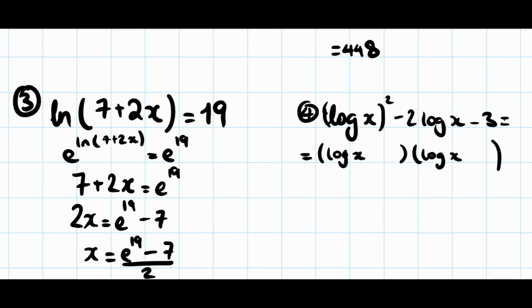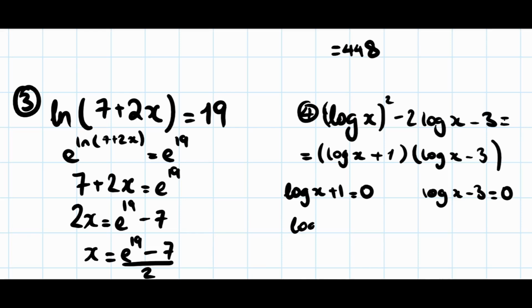And now to get minus 3, we can just times both sides. So we'll have a minus 3 in the right bracket and a plus 1 in the left. And so now we'd get that log x plus 1 is equal to 0, or we can get that log x minus 3 is also equal to 0. Now let's solve the left one.